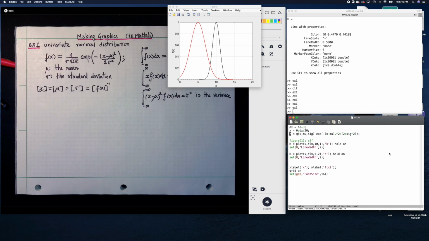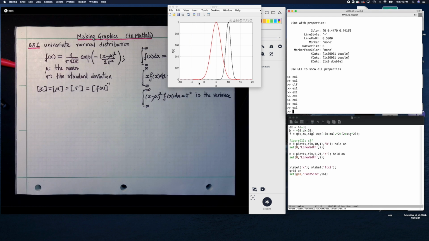So let me, well, maybe I'm going to flip these around instead. Well, no, I'll make it go off the page. So I'll start at minus 10 instead. Minus 10 up to 20. So let's run it again. Right, so now this is the one with the mean of 5 and standard deviation of 2. It's a little bit broader, and the other one is narrower.